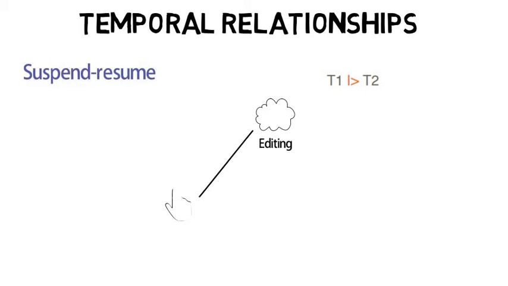Suspend-resume relationship. In this relationship, the first task can be interrupted by the second one. When the second terminates, then the first one will be reactivated from the state reached before. For example, editing a document can be interrupted by using the help. While help is performed, it is not possible to edit. Editing is resumed if the user finishes using the help.